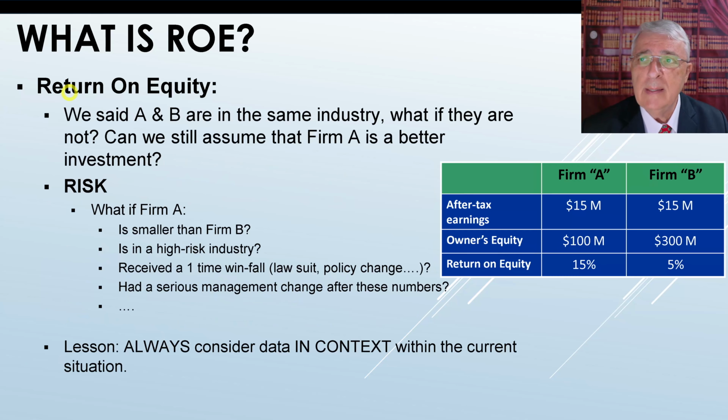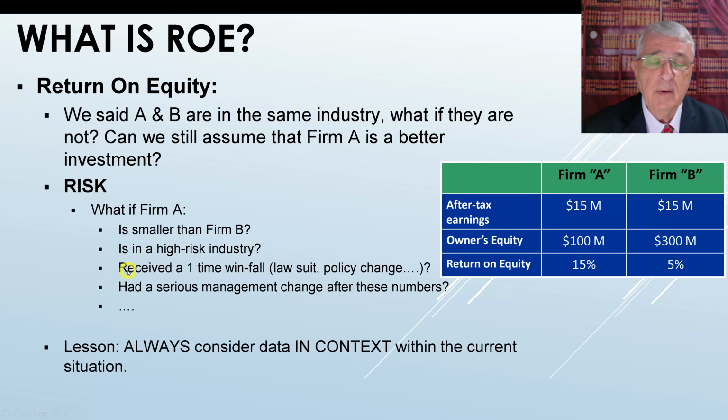But we said that A and B are in the same industry, but what if they're not? Or what if they have different risk profiles? Can we still assume that Firm A is the better investment? Well, let's look at the risk. What if Firm A is smaller than Firm B? Smaller firms have more risk. What if Firm A is in a high-risk industry? So maybe they're in the same industry, but they are taking higher risk. Maybe they're doing something, a new process in their factory or something like that, and it's higher risk.